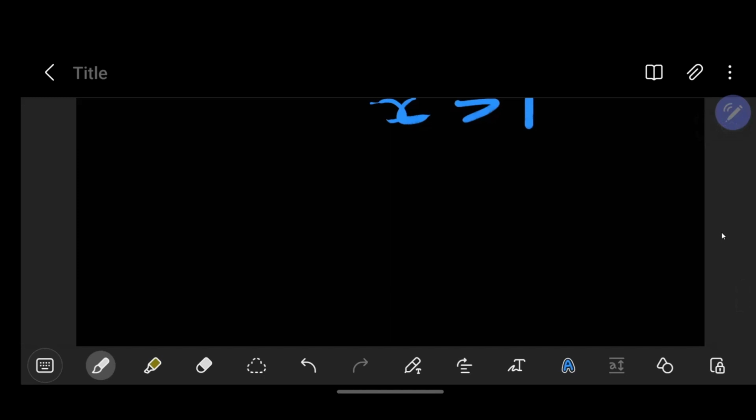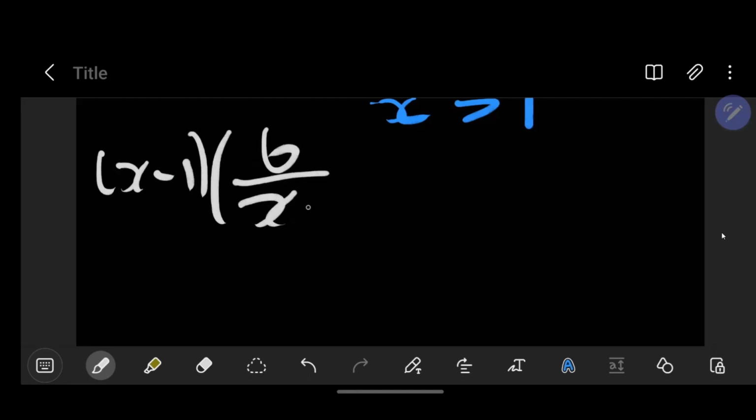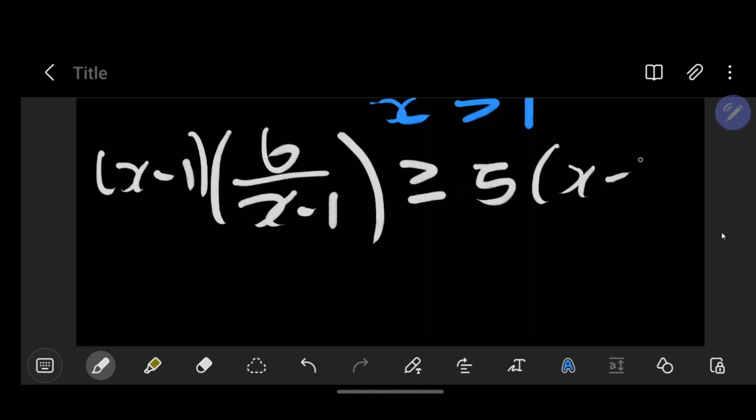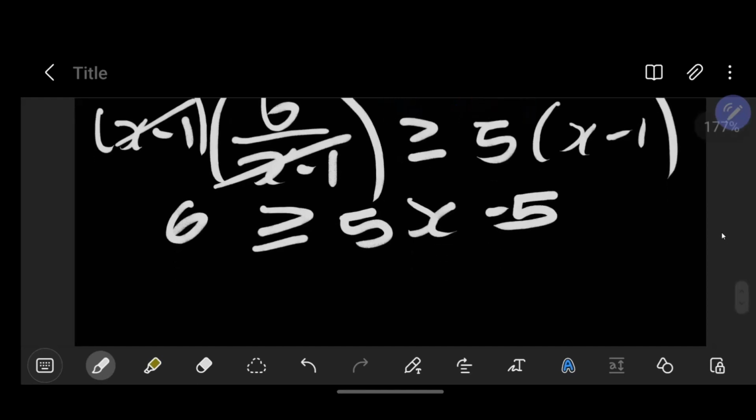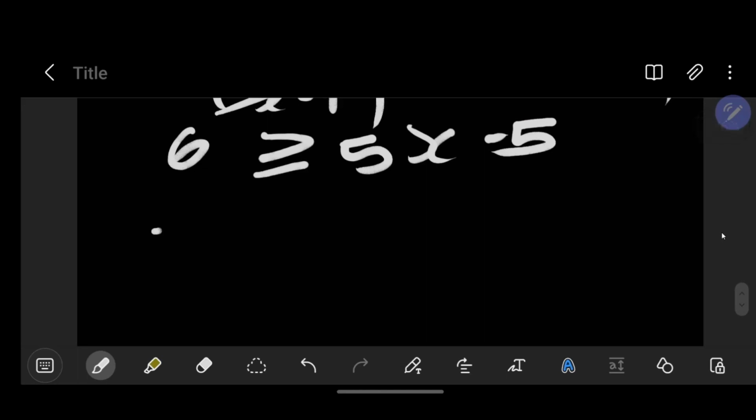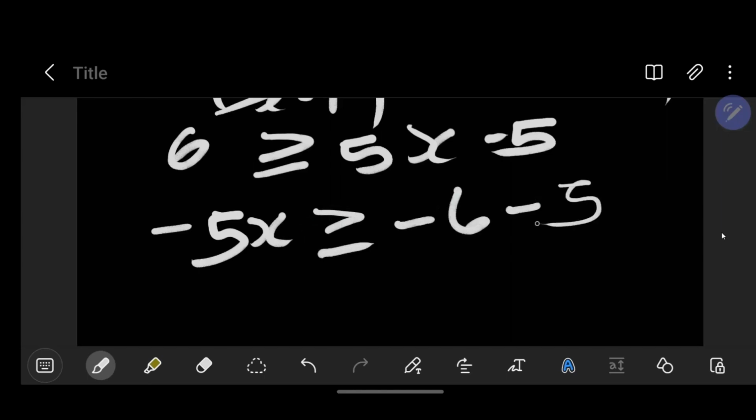So firstly, we get rid of the denominator. So we're going to multiply both sides by x minus 1 into 6 divided by x minus 1 is greater than or equal to 5 into x minus 1. That and that cancels, so you have 6 is greater than or equal to 5x minus 5. So let's take all the like terms to one end. So you'll have minus 5x is greater than or equal to minus 6 minus 5. So minus 5x is greater than or equal to minus 11.